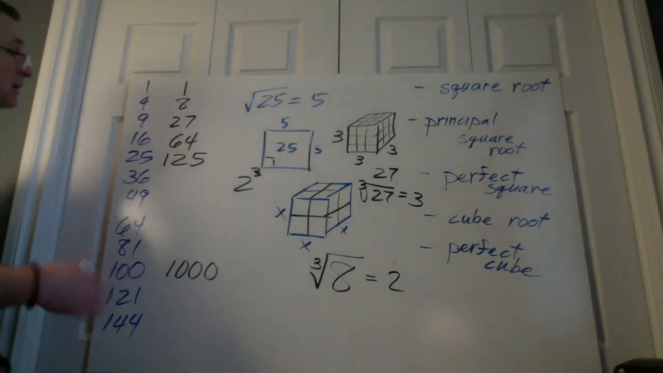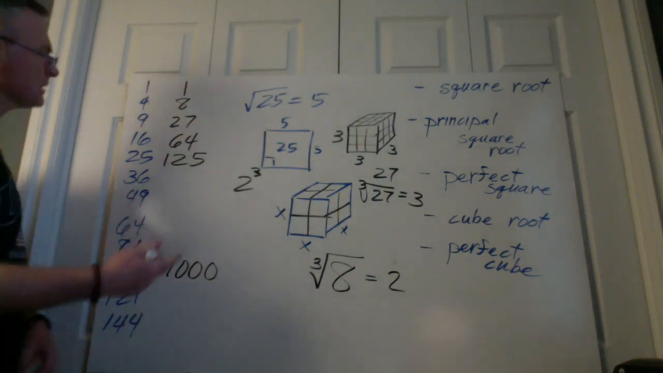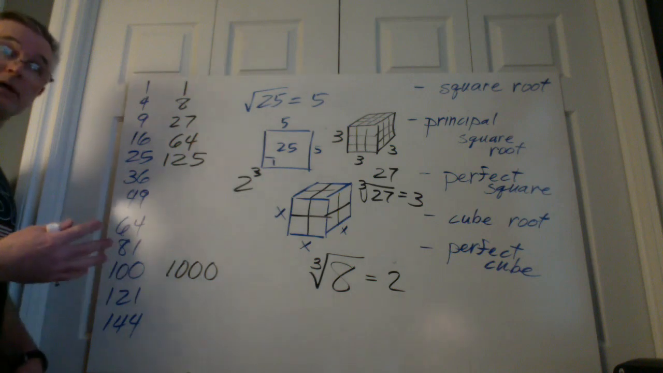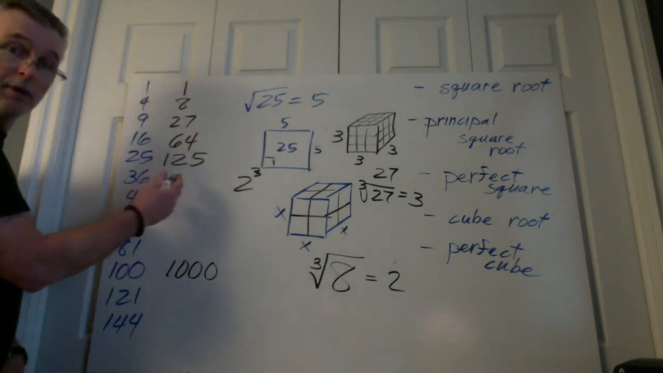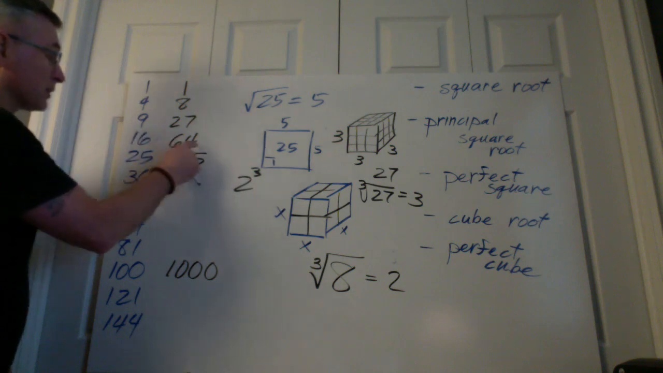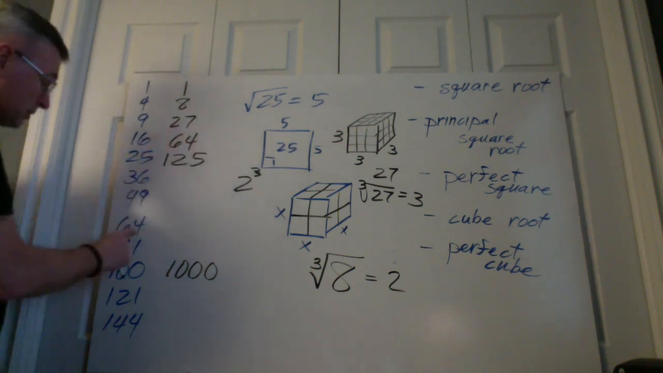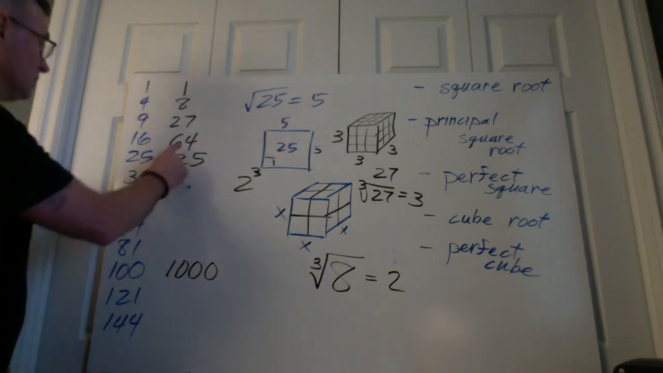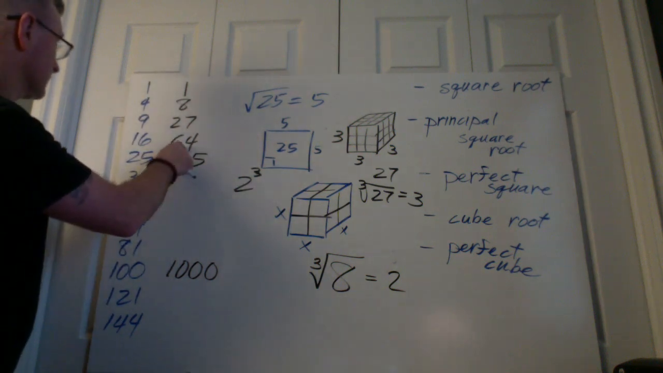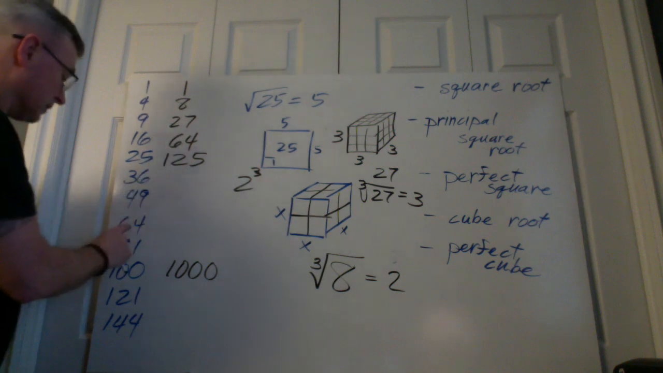So a lot of times when you guys walk up and you say, well, I got 64 for an answer, I'm thinking, well, 64 is not only a square, it's also a cube. So this is 4 times 4 times 4, and it's also 8 times 8. Did I do that right? 4 times 4 times 4? And it's also 8 times 8.